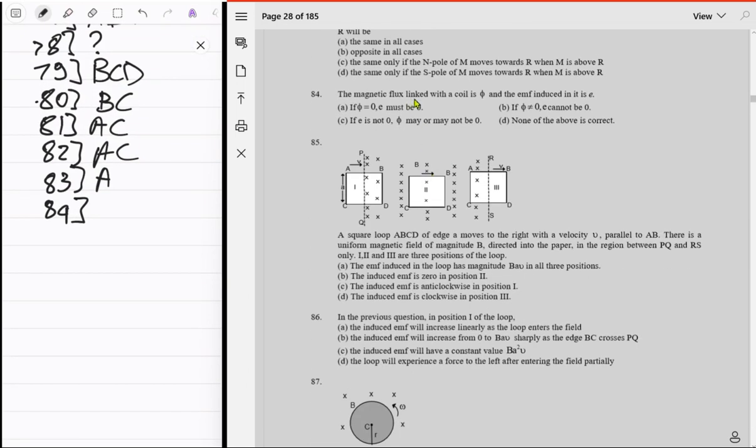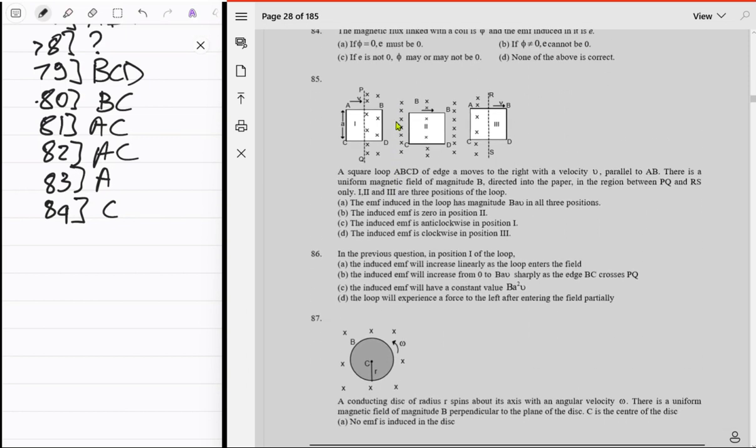The magnetic flux linked with the coil is phi, then the EMF induced in it is E. If phi equal to 0, E must be 0. That's wrong, because d phi upon dt is what matters. Okay, if E is not 0, phi may or may not be 0. Yes, E is not 0, phi can still be 0 or not be 0, both work. So C is correct. And phi is not equal to 0, E cannot be 0? No, E can still be 0. Just keep phi constant. None of the options is correct. Okay, C is correct at least. Next, 85.